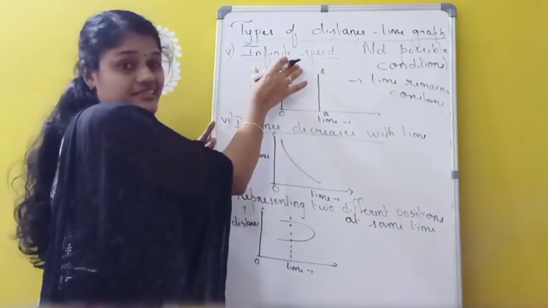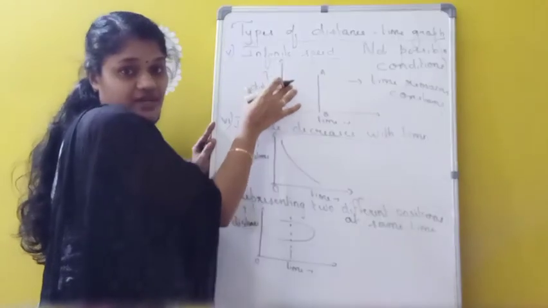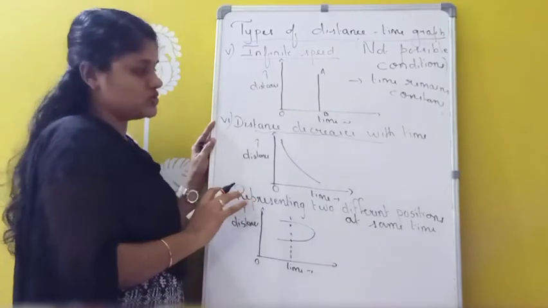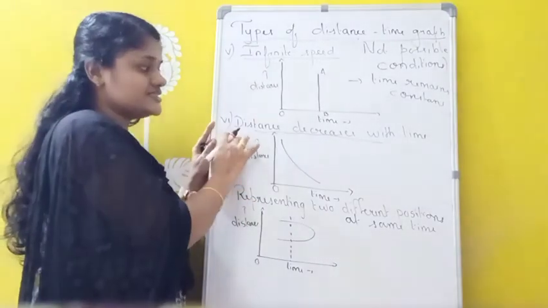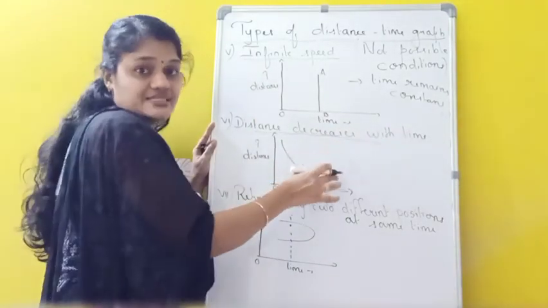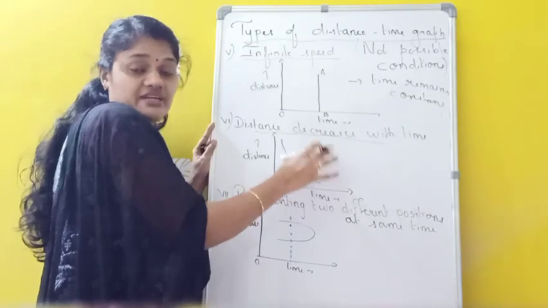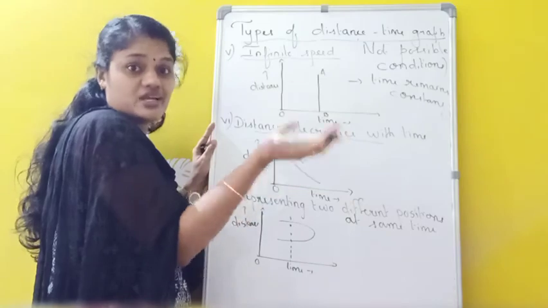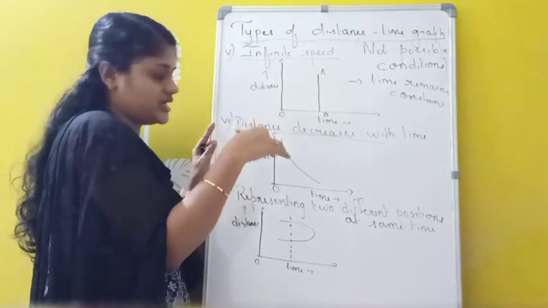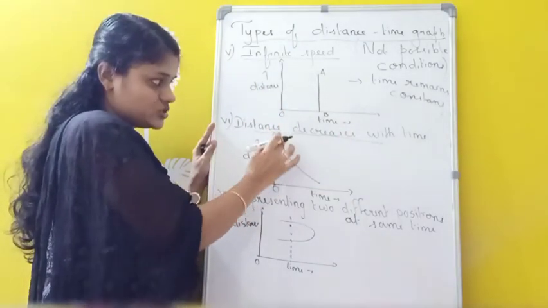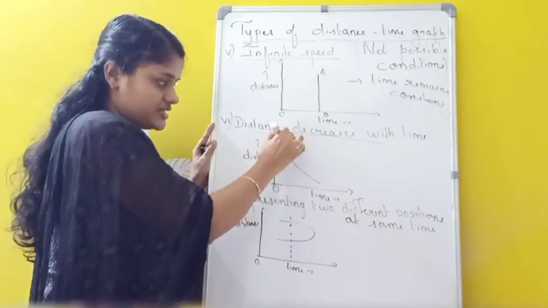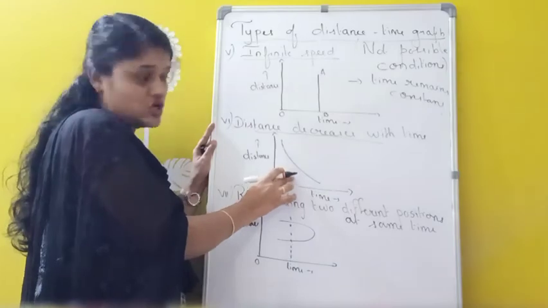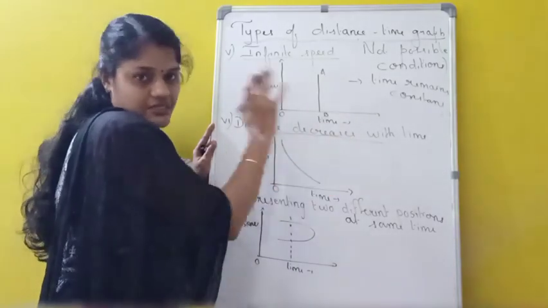Here it is given, the object is at infinite speed. That means time remains constant and this one is not possible. The next one is distance is decreasing with the time. Distance will not decrease with the time. Whenever time is increasing, distance also will be increasing. So we cannot decrease distance with the time. When the distance is decreasing with the time, the graph will be like a curve here. And this graph is also not possible because distance will not decrease with the time.